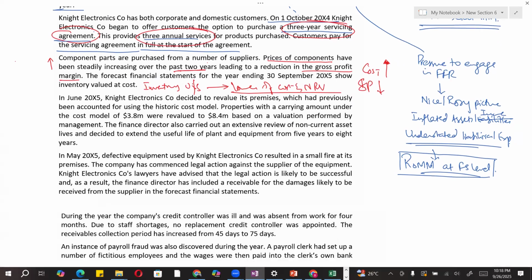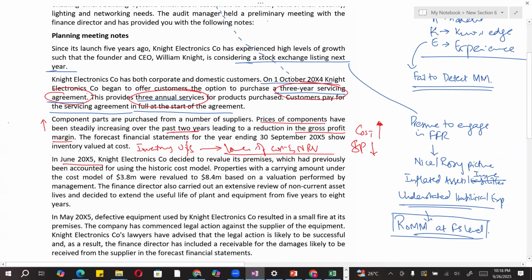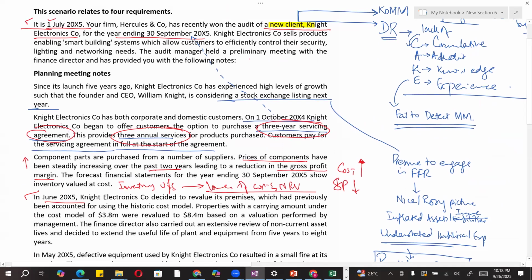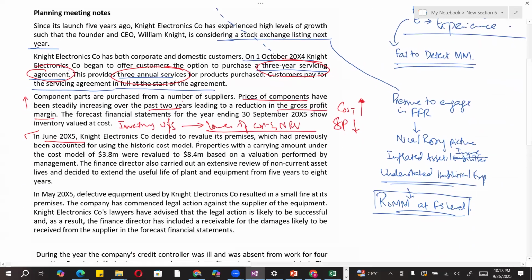Then in June 2x5, again we have a date, so we need to compare it with the year end, and this is something which has happened before the year end. Knight Electronics Co. decided to revalue its premises, which had previously been accounted for using the historical cost model. So in the past, they have been using the cost model, and now they are changing the method to a revaluation model. Properties with a carrying amount under the cost model of $3.8 million were revalued to $8.4 million. So there's a huge jump based on a valuation performed by management.